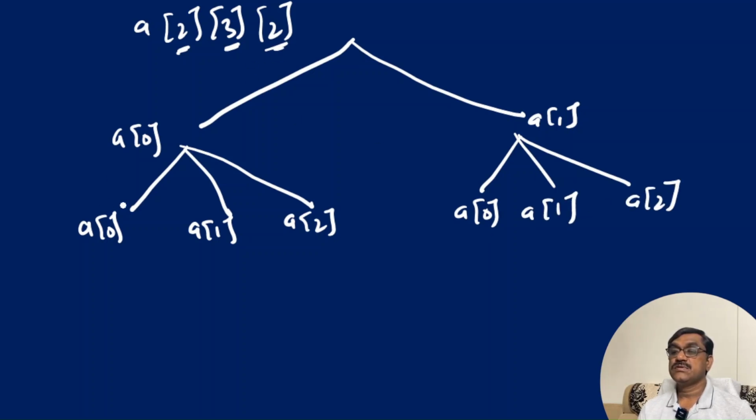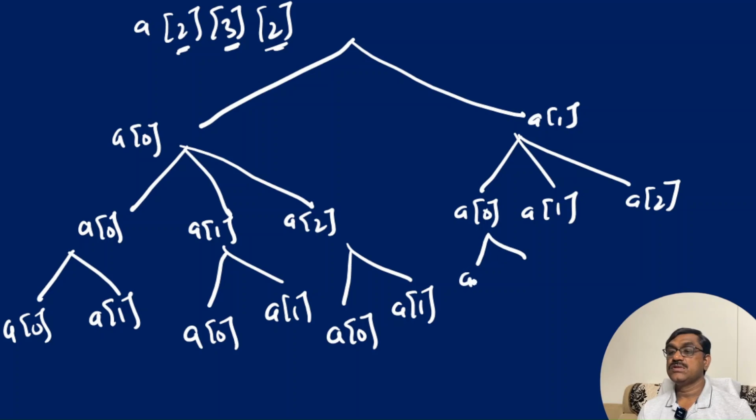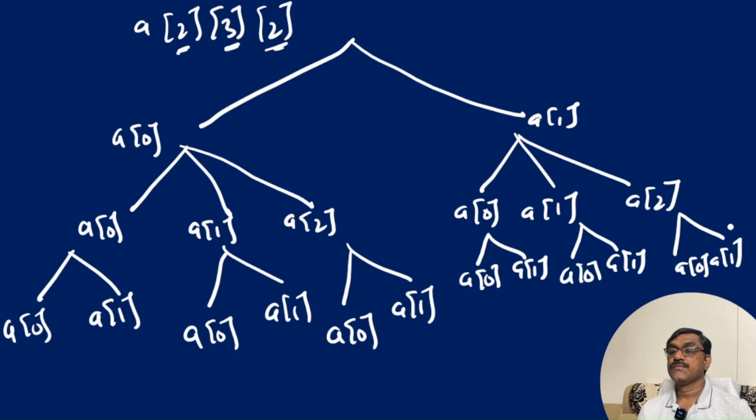Now take the last one, you take 2. 2 in the sense we call it as A of 0, and this is A of 1, and here it is again 2. We call it as A of 0, and this is A of 1. Again 2, this is A of 0, and this is A of 1, and so on for the remaining parts, each with A of 0 and A of 1.